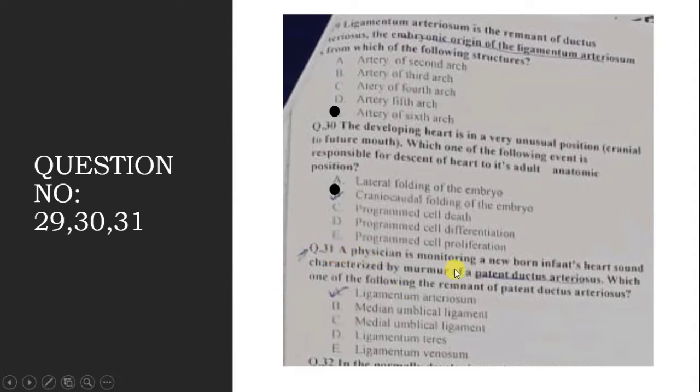Question 31 says a physician monitoring a newborn infant's heart sound characterized by the murmur of patent ductus arteriosus. Which one of the following is the remnant of the patent ductus arteriosus? Ligamentum arteriosum, median umbilical vein, medial umbilical ligament, ligamentum teres, ligamentum venosum. The option of this question was already discussed in question number 29, which is the ligamentum arteriosum, the remnant of the ductus arteriosus. So we can confidently choose option A.